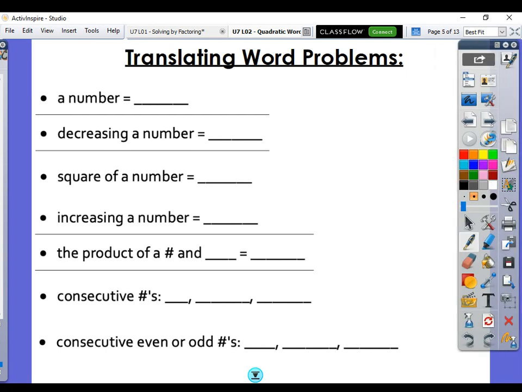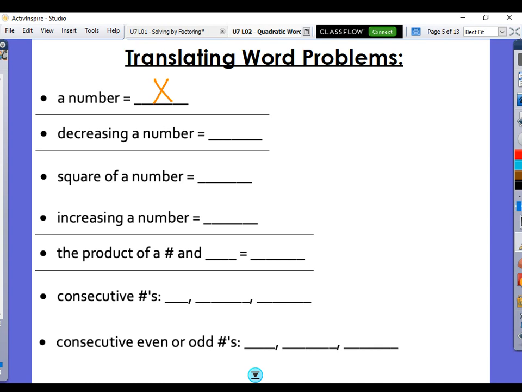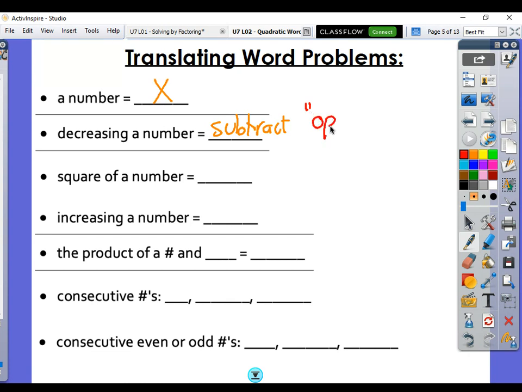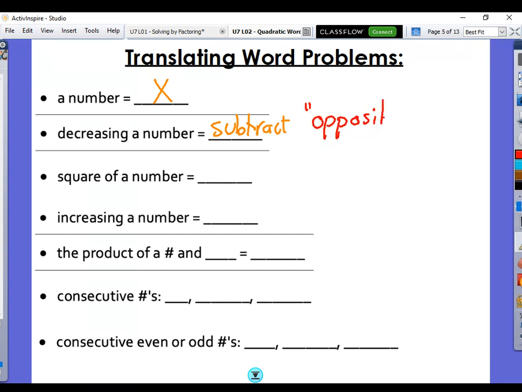So we'll start off with basically this idea of what is a number. Well, pretty basic. If you ever see the phrase a number, what we're saying is x, right? When we say decreasing a number, decreasing basically means to subtract. But I'll remind you that when we do subtraction, something like less, when you hear the words less than or subtracted from, things like that, it's often in the opposite order, okay? It's that opposite order thing. So be careful on that. We'll talk about that a little bit later, probably maybe not till tomorrow, but we'll see.